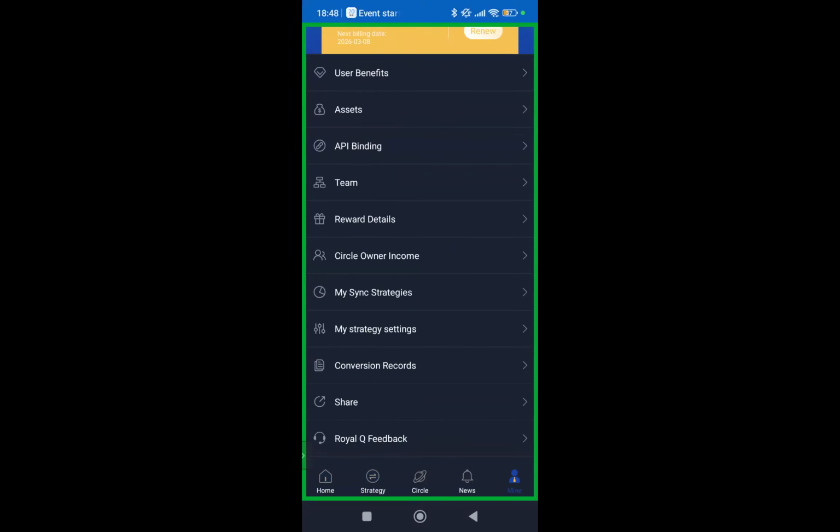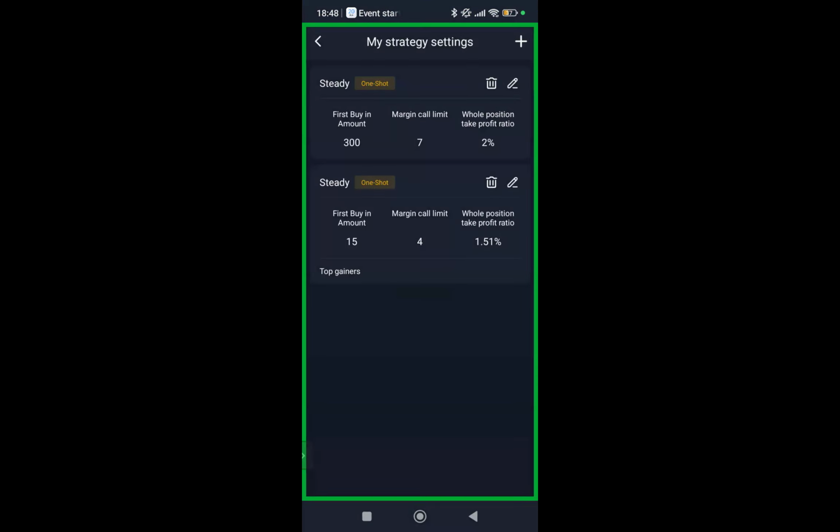So let me emphasize this again, also as a training point. When you need to save all your settings in your strategy settings, you might have more than one strategy. So you save them here. Okay, sir. So which one is this one? You have 7 margin calls. You have one with 4 margin calls. Let's start with the 4 margin calls. Click on the biro sign, the pen sign by that one. The one with first buying amount of $15.